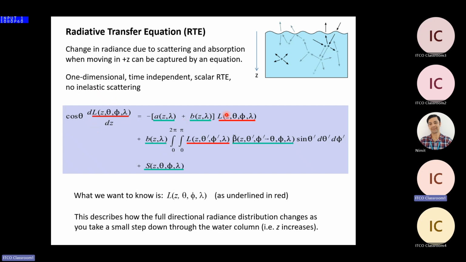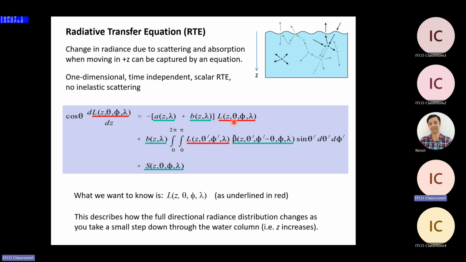So the first thing that happens, just like I talked about, is you have losses to the beam. And this is the first term here. You see it's negative, and the losses to the beam are the losses due to absorption and scattering, A and B. So this is how the coefficients come in here. It's a small fraction of the current radiance. So what this says is you take a small step down, you lose a proportion of the current radiance, because a certain fraction of it is absorbed or scattered according to the attenuation, which is A plus B. So this is the losses to the beam.